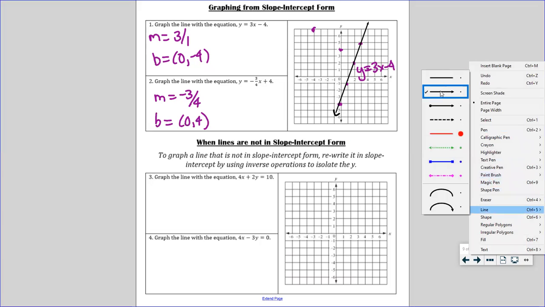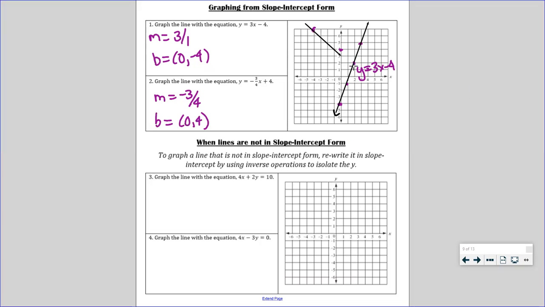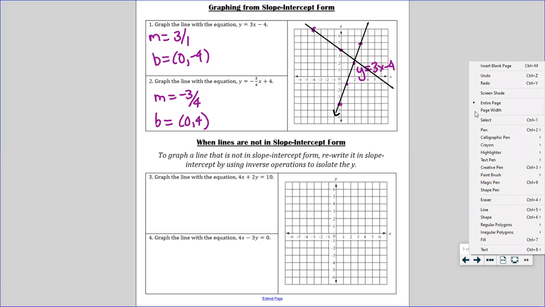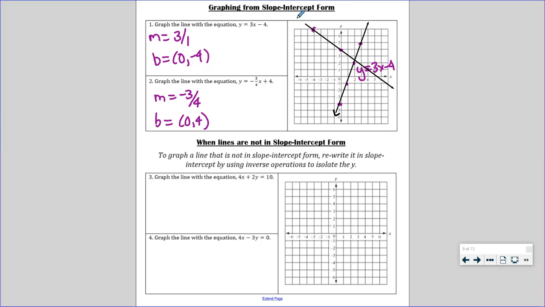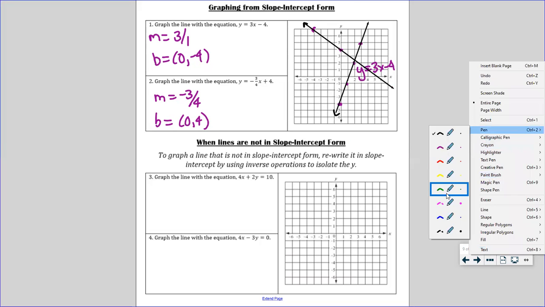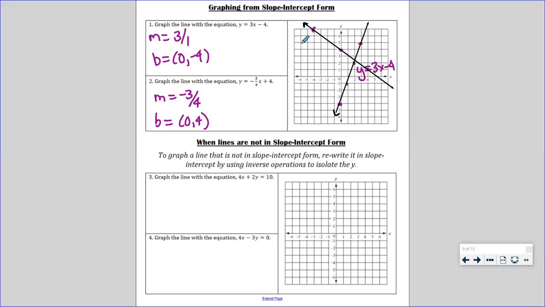All right, and I draw a line. Have my arrows, and then I label it. So in this situation, you got two different graphs. You need to label it so we know which one is what. x plus 4. Okay, there you go.